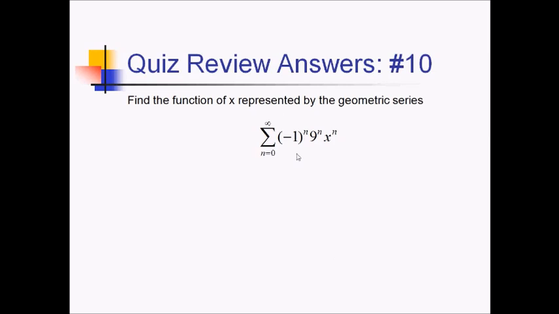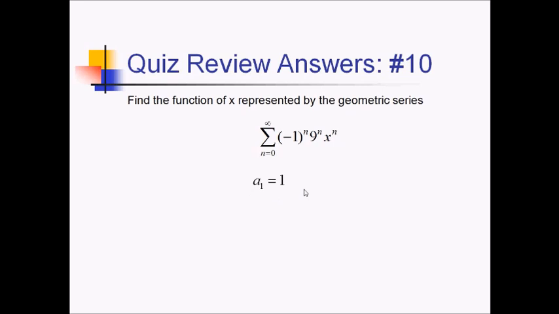For this problem, we're trying to find the function of x represented by this geometric series. To do this, since it's a geometric series, we're going to put this in infinite sum form. But before we can do that, we need the a1 value and the r value. The a1 value, the initial term of the series, is just whatever you get when you plug in your lower limit of summation, 0 in this case, for all the n's. So if you have -1 to the 0, 9 to the 0, x to the 0, that's really just like saying 1 times 1 times 1, so that's just 1.